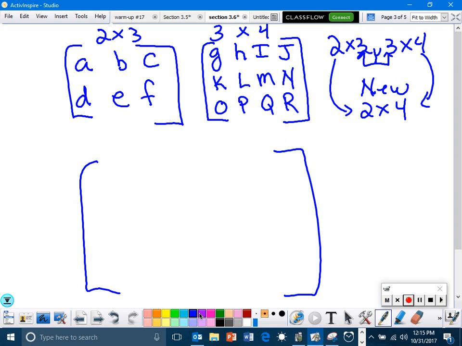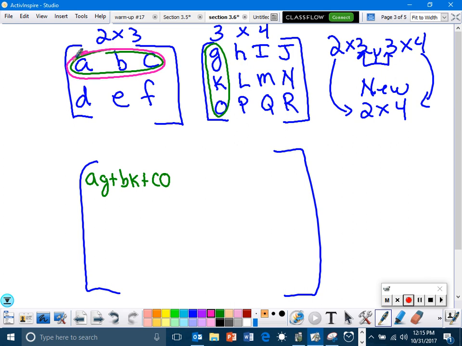I don't know if I have enough colors for this. Okay, so we're going to take the first row and the first column. So we're going to go A times G plus B times K plus C times O. Now we're going to take the first row times the second column.